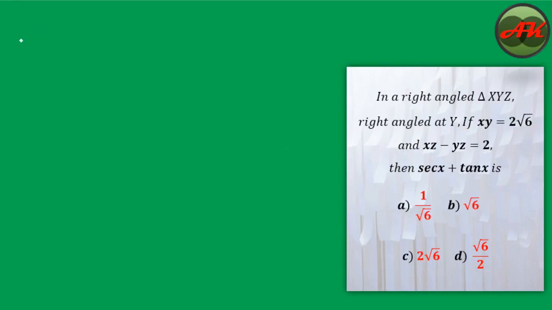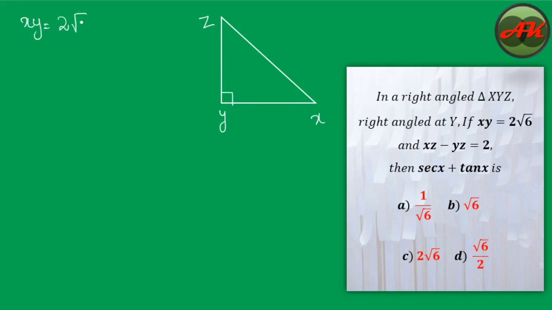So the next problem: in a right angled triangle XYZ, right angle at Y. So I am taking X here and Z here. They have given XY is equal to 2 root 6 and XZ minus YZ as 2. XY is 2 root 6. They have asked to find secant x plus tan x.